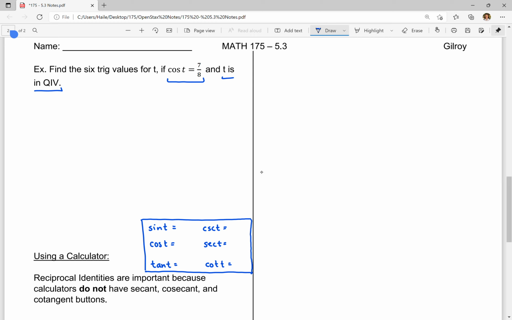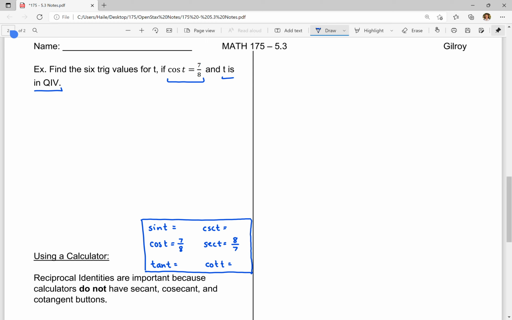Okay, so let's write down what we already know. We already know cosine of t, so that's a freebie. That's 7 over 8. And since we know cosine of t, we can get secant of t right away. Secant of t is just going to be if we flip the cosine of t. So secant of t is going to be 8 over 7. And now we need to think about how we can find every other trig function.